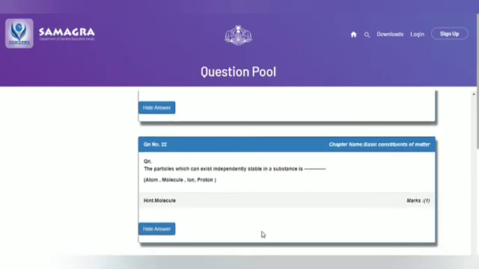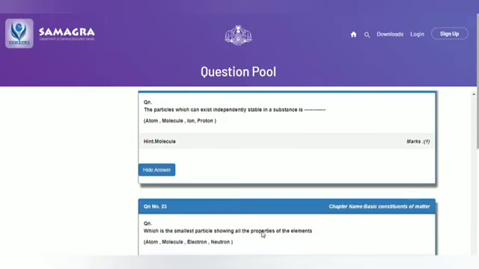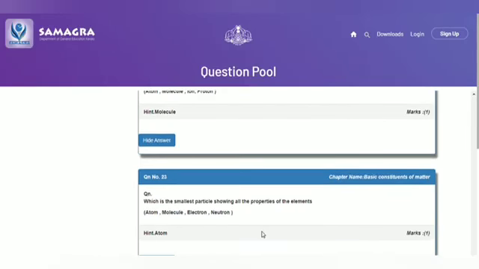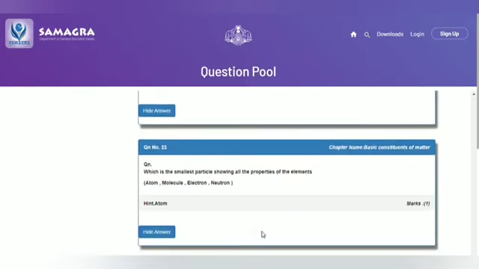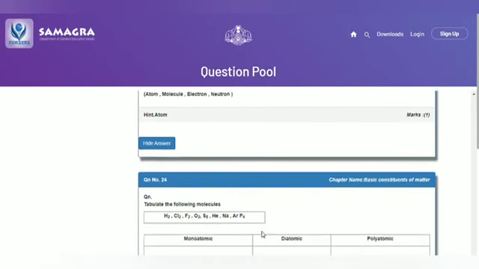The particle which can exist independently and stably in a substance is the molecule. Which is the smallest particle showing all the properties of the element? Atom is the smallest particle showing all the properties of the element.